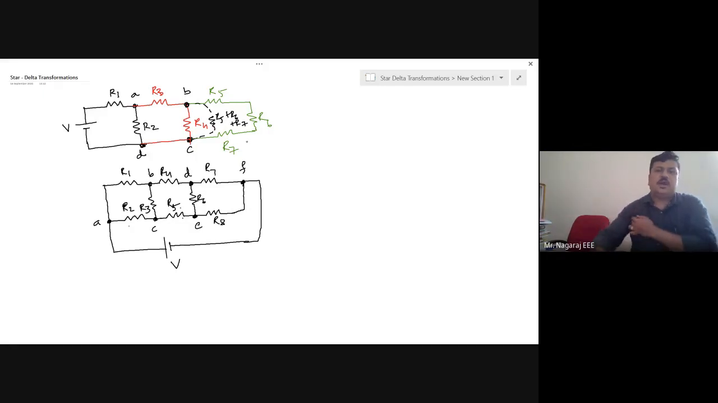Now observe, R5 plus R6 plus R7 is connected between B and C. R4 is also connected between B and C. Therefore, these two combinations are exactly in parallel. I can take the effective resistance as a parallel combination of these two values.